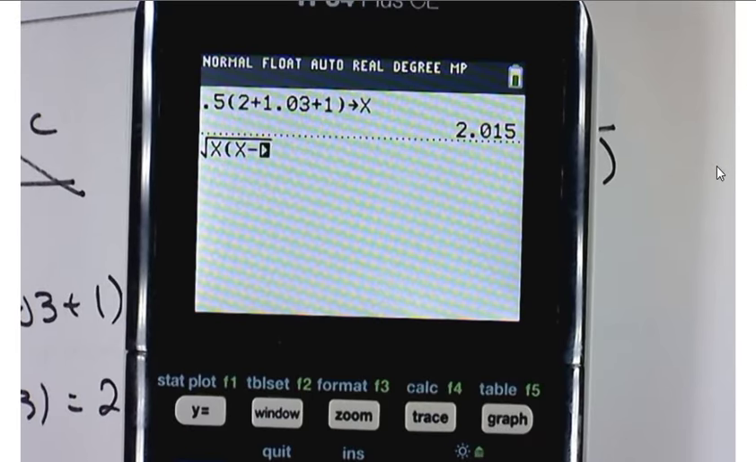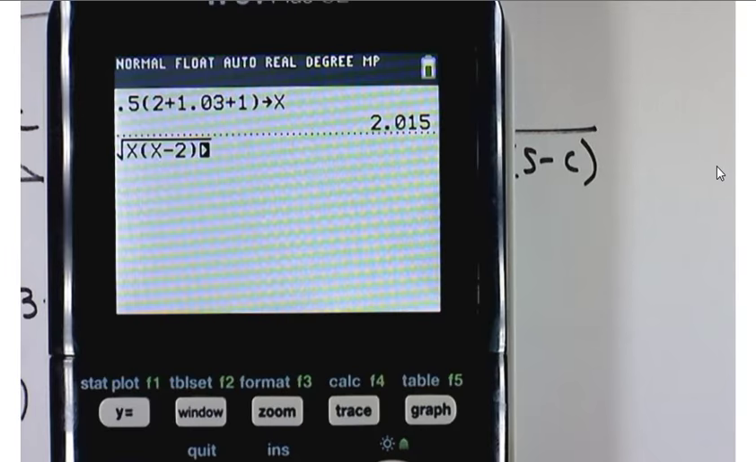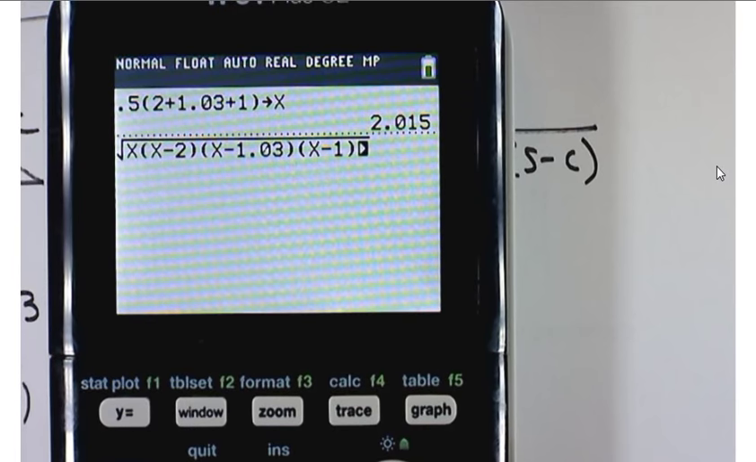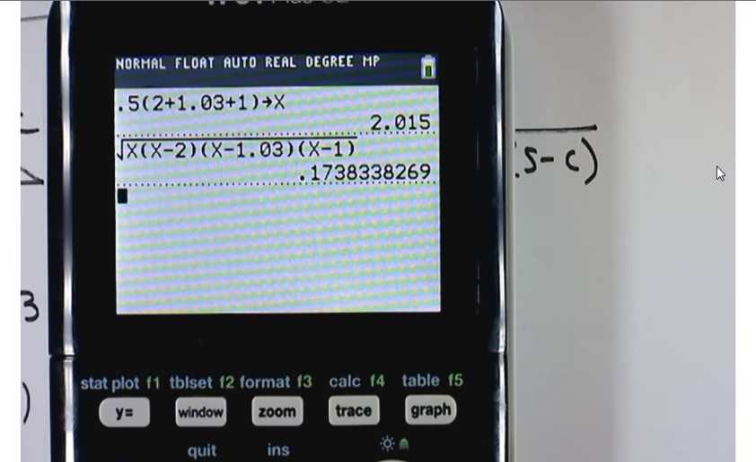A was 2. So it's going to be X minus 2 times parentheses X minus 1.03 times parentheses X minus 1. So we're letting our calculator do all the work here. Wow. And we get the same thing that we got just a minute ago when we used the formula involving the sines.